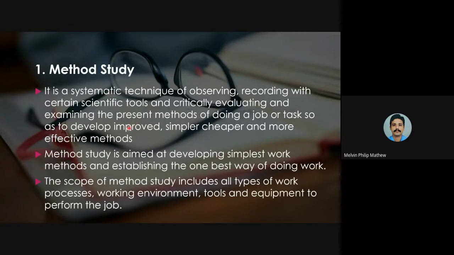If you can improve the method, you can produce better products. Then simpler design: if you have a simpler design and simpler operations, the workload will be less and you can increase the production efficiency. Then cheaper methods: if you are using cheaper methods, you can increase the profit earned during production. These all come under method study. So the basic study is that you are observing and recording, then developing and improving the method for better, simpler and cheaper production. That is what is done under method study.